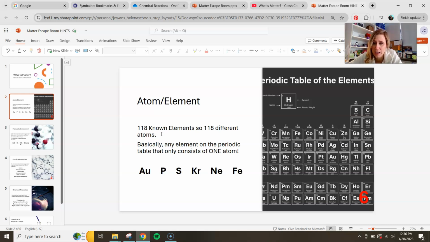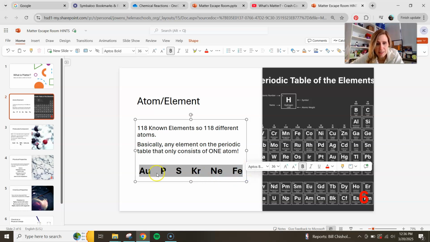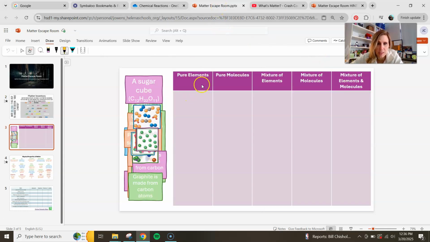So gold is a different atom than hydrogen. Hydrogen is a different atom than carbon. What I listed here is gold, phosphorus, sulfur, krypton, neon, iron. Those are all elements that we see on the periodic table, and therefore all different types of atoms. So when we go back to our escape room, pure elements would consist of only one type of atom. Pure gold would be nothing but gold atoms. A mixture of elements would have multiple different types of atoms, so maybe gold and silver together. That would be a mixture of elements.